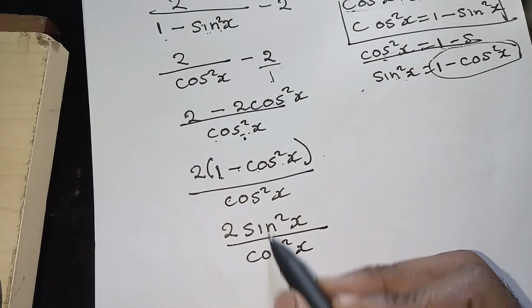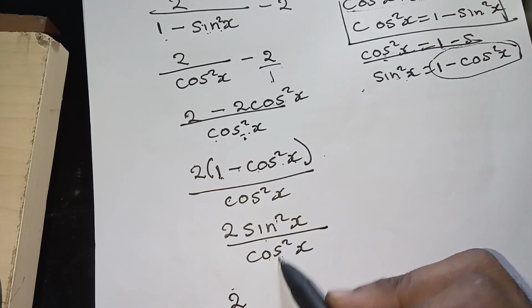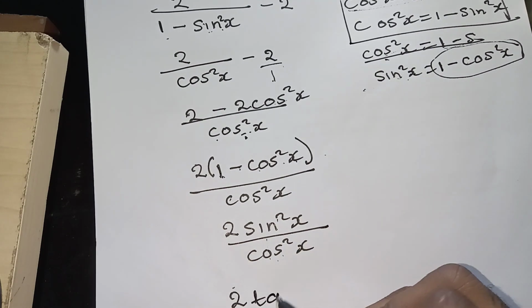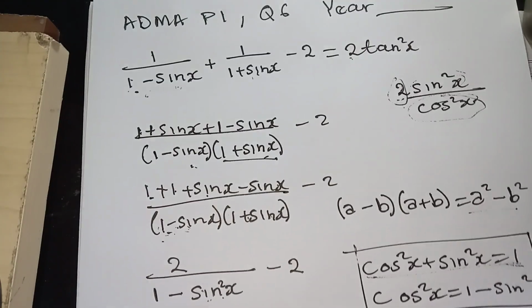And by definition, it follows that this part here is tan squared x, which proves the identity.